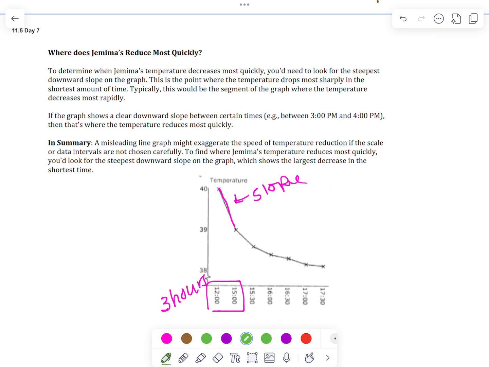And then only a half an hour later, the slope can be very confusing. So in summary, a misleading line graph may exaggerate the speed of temperature reduction, and changing the scale or time intervals is not helpful.